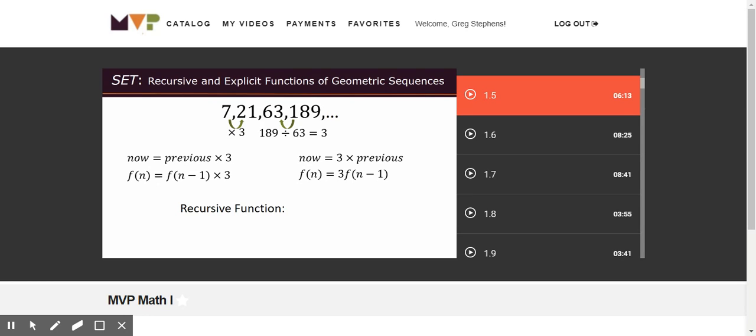It is also important to include the beginning number of the sequence. In this case, it is 7. The recursive function for this sequence is f of 1 equals 7 and f of n equals f of n minus 1 times 3.